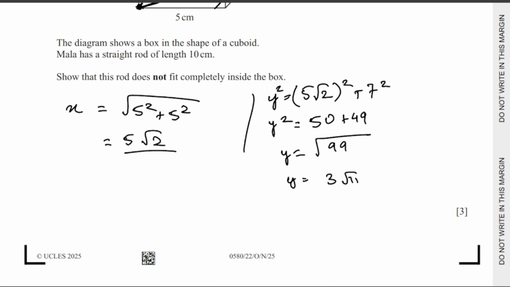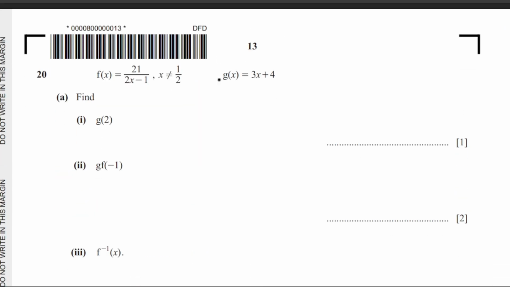Now, if you click the button on your calculator which turns it into decimals, you would get that this is around 9.949, and so on, right? So this is less than 10, right? That means that a rod of 10 centimeters would not fit in the box, right? Since this is the greatest length. Thus, the rod does not completely fit in the box, right?